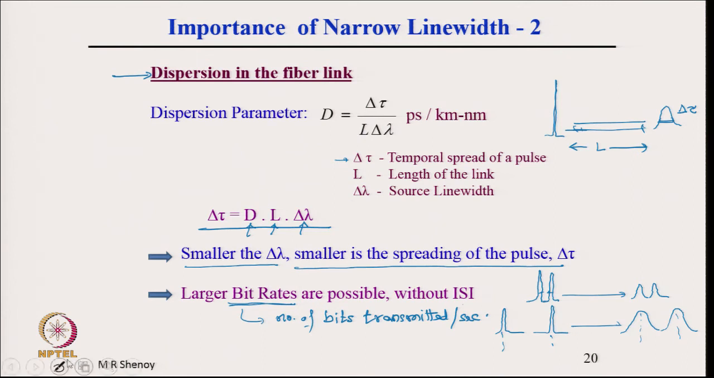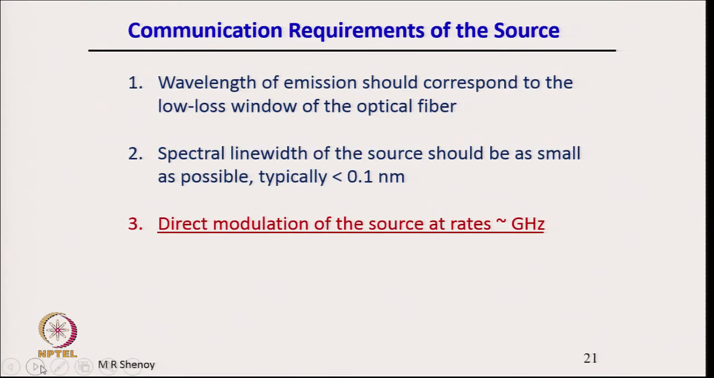Okay, let us proceed further. So, we have discussed the second point also now. The first point we have discussed about low loss window of the fiber. Second point, the line width of the source should be as small as possible, and the third point is direct modulation of the source at rates of gigahertz should be possible if you want to use them in high speed communication. This is the third point.